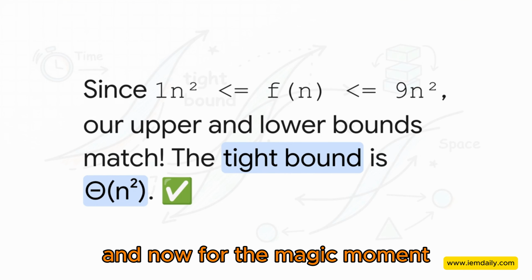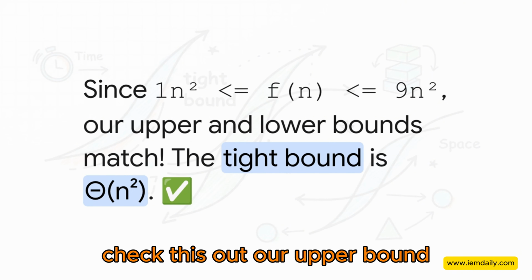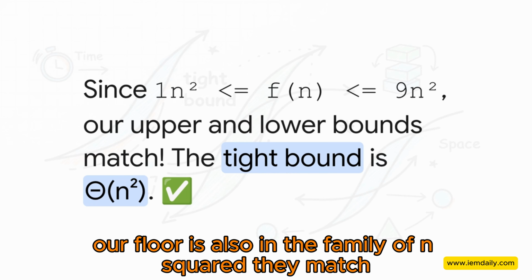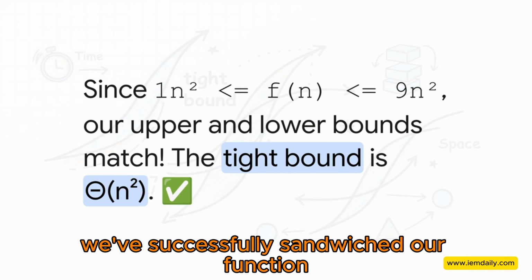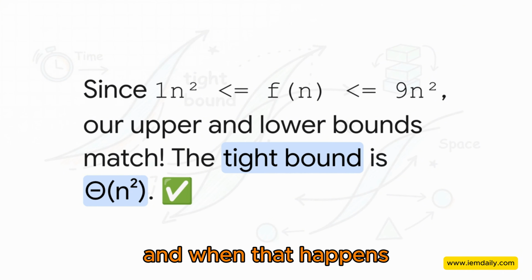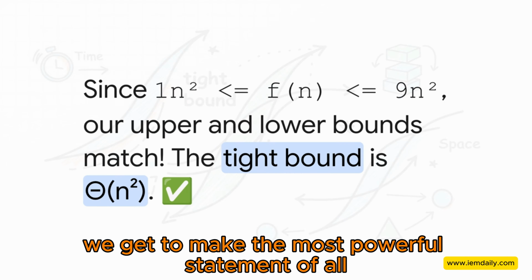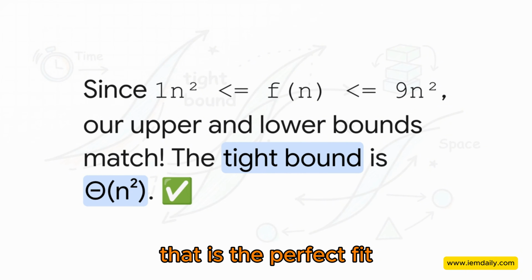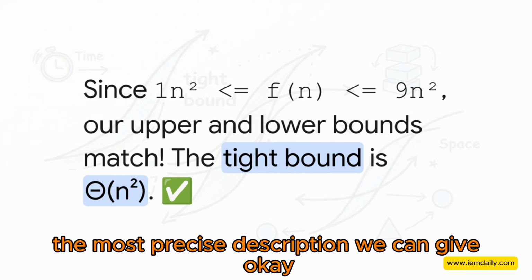And now for the magic moment. Check this out. Our upper bound, our ceiling, is in the family of n squared. And our lower bound, our floor, is also in the family of n squared. They match. We've successfully sandwiched our function. And when that happens, we get to make the most powerful statement of all. Our function is theta of n squared. That is the perfect fit, the most precise description we can give.